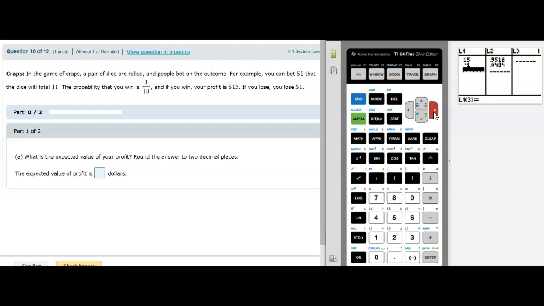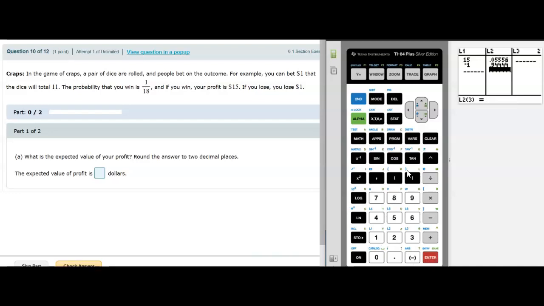And then we'll go over to list 2 and we'll put in the probabilities, and we can actually plug these fractions in exactly as we see them. We could plug in 1/18th. So 1 divided by 18, and it'll do the decimal calculation for us. 1 divided by 18 is a little bit more than 5%. So you've got a little bit more than a 5% chance of winning here. And then you've got a 17/18 chance of losing.